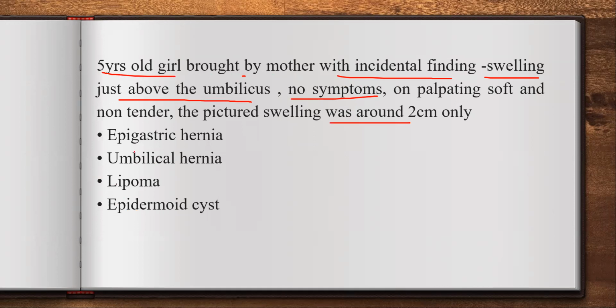Usually in children, if hernia comes, more common is umbilical hernia, paraumbilical hernia, epigastric hernia, and inguinal hernia. Okay. So now, if you look at here, it's just above the umbilicus. So obviously it's not umbilical hernia that we can say, because umbilical hernia should not be above, it should be in the umbilicus.